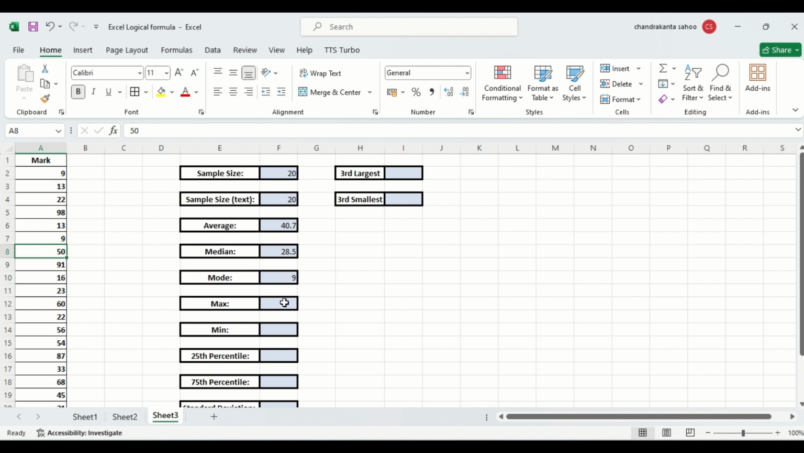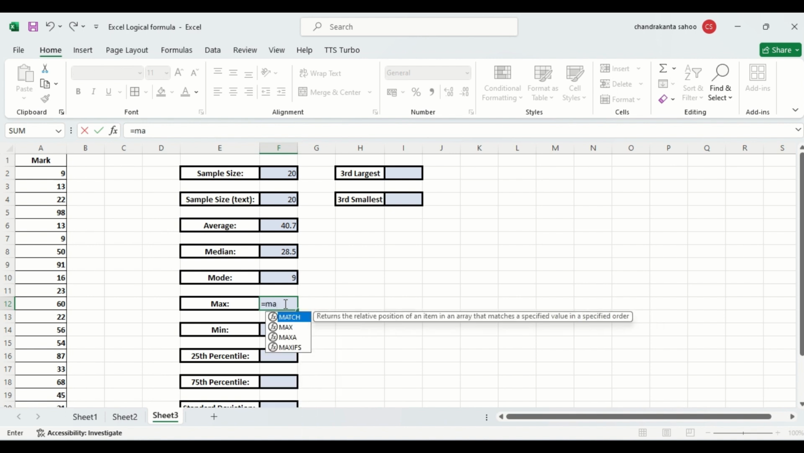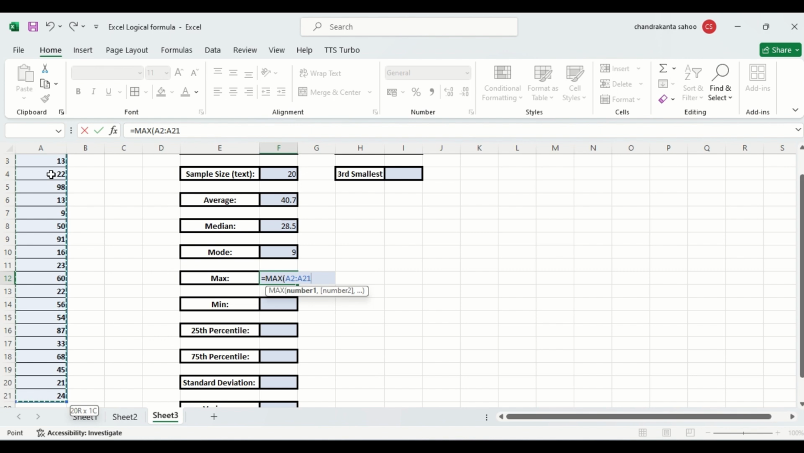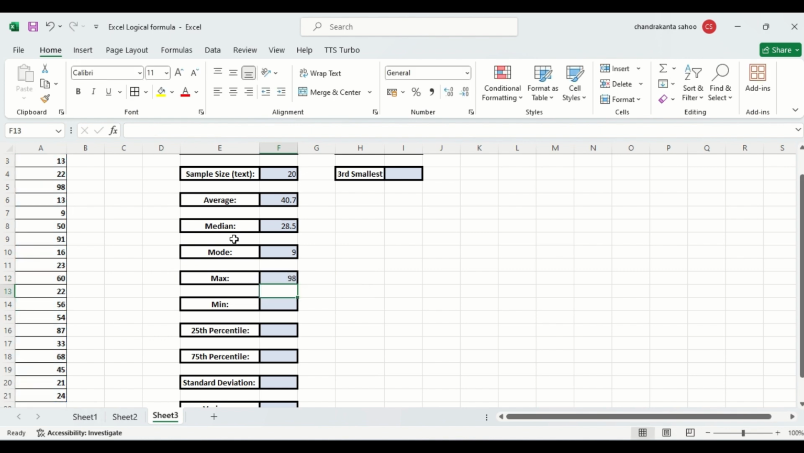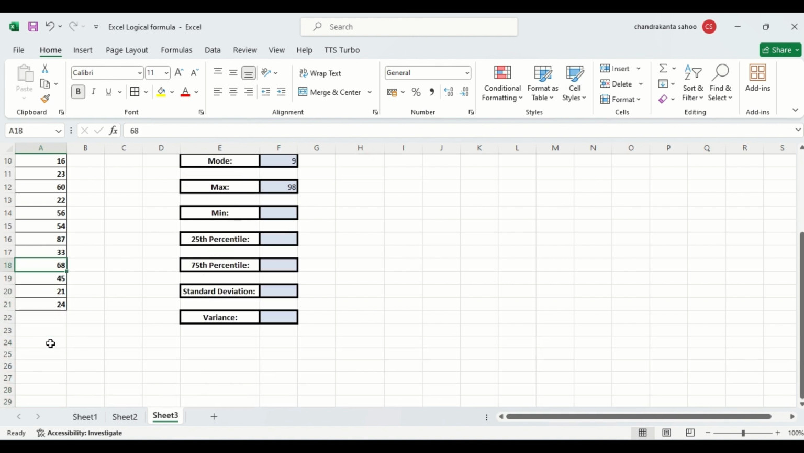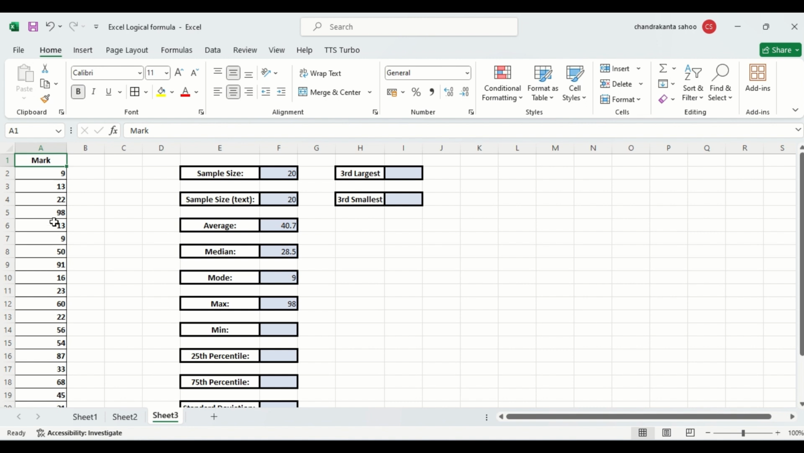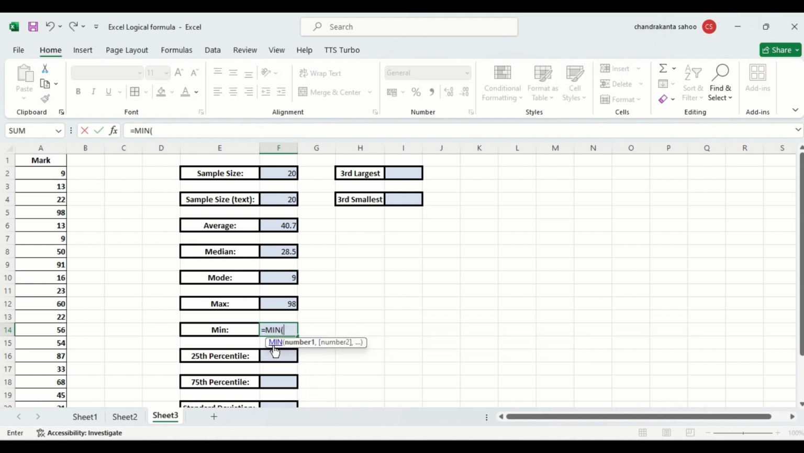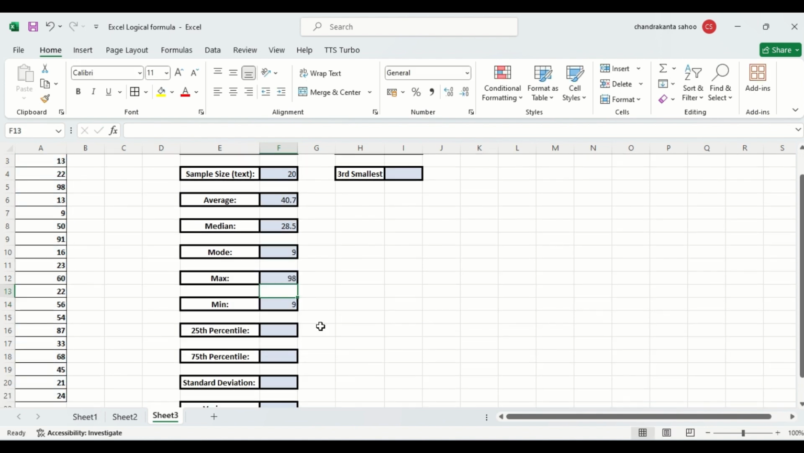Okay. So maximum number tells about the highest number. We can write MAX. This number one, once again, this is the range. I can select, bracket close. So 98 is the highest number in the row. Yes, 98 we have. Then minimum value means lowest number. Similarly, we can select the range. 9 is the minimum value.